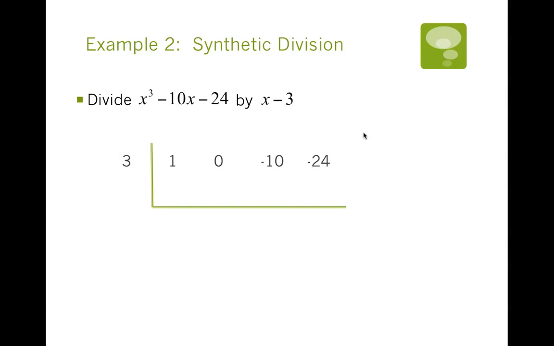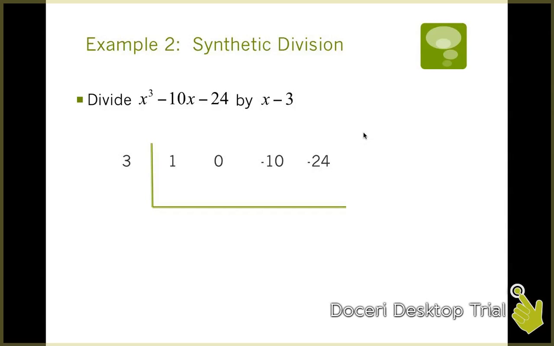So in the first row, I am simply putting the coefficients from each of my terms. So x cubed technically has a coefficient of 1. The next spot would need to be the x squared spot. Since I don't have an x squared, that's going to be 0. Then I have the x spot, which has a coefficient of negative 10. And then my constant here is this negative 24. And if my divisor has to be in x minus k form, and k is what has to go out here, then that's going to be that 3.